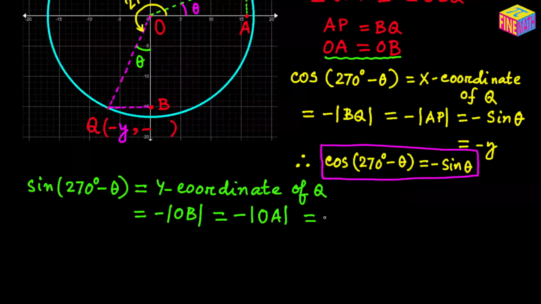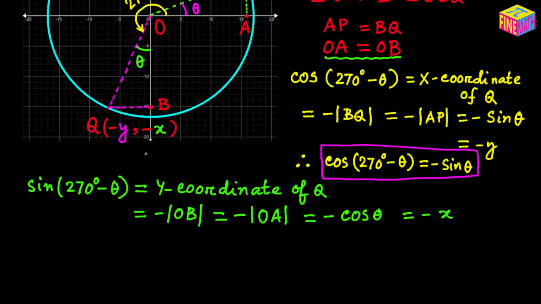So OA is actually, the negative sign will remain as is, and OA will become cosine of theta, and that is also going to be equal to negative of x. So here we have found two things. We have found the trigonometric ratio of sine of 270 degree minus theta, which turns out to be negative of cosine of theta, and that is also equal to negative of x. So we have found the y coordinate of the point Q, which is negative of x, and I'm going to write it right here. So this becomes negative of x, that's the y coordinate. So we have filled in both the blanks there.